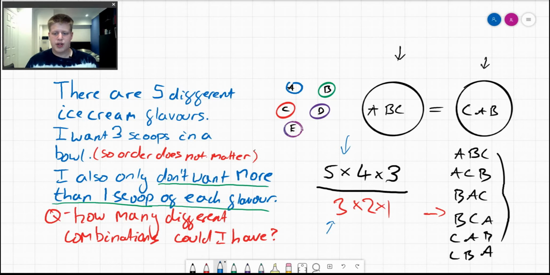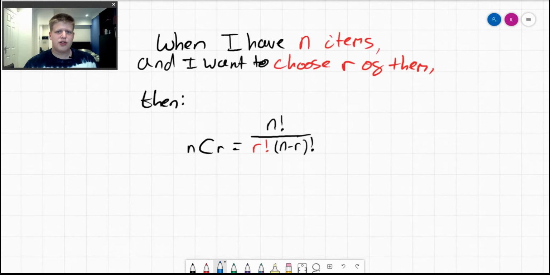So this is our answer, and we know 5 times 4 times 3 is 60, and we're going to divide that by 6, and so our answer will be 10 ways, 10 combinations of 3 scoops of ice cream. So now that we know how to solve a combination question, let's have a look at the general formula.